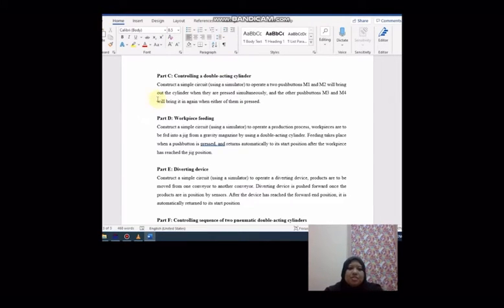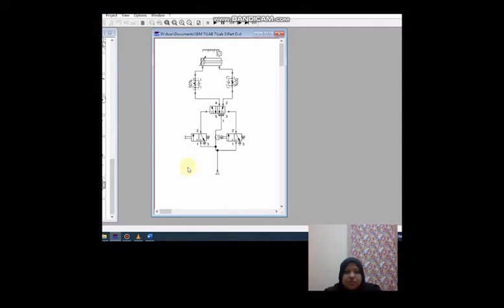As for Part D, our work is workpiece feeding. The instruction asks us to construct a simple circuit using a simulator to operate a production process. Workpieces are to be fed onto a jig from a gravity magazine by using a double-acting cylinder. Feeding takes place when a push button is pressed and returns automatically to its start position after the workpiece has reached the jig position.